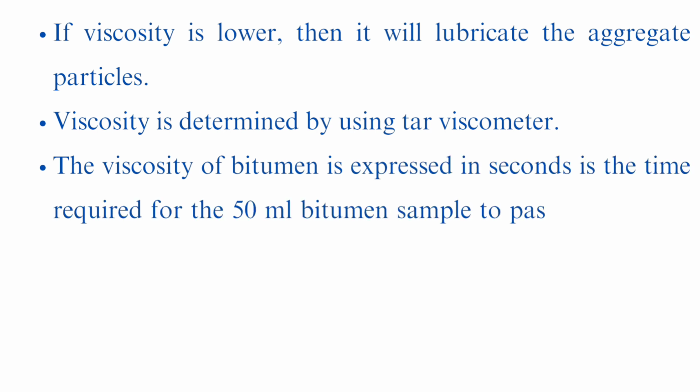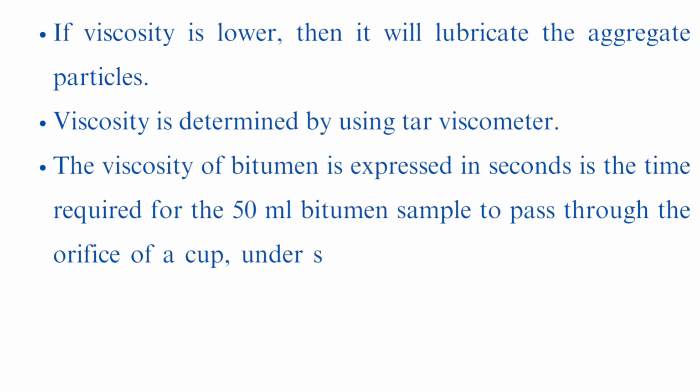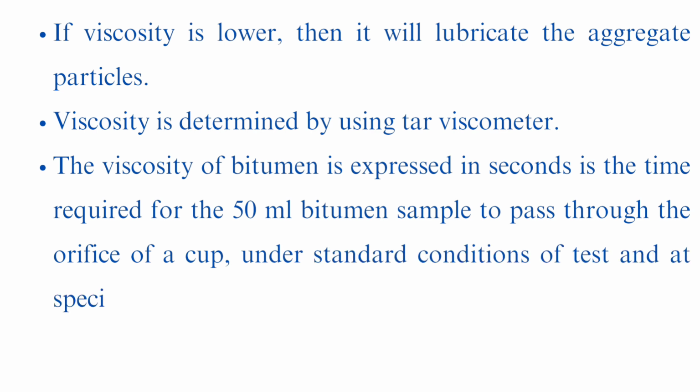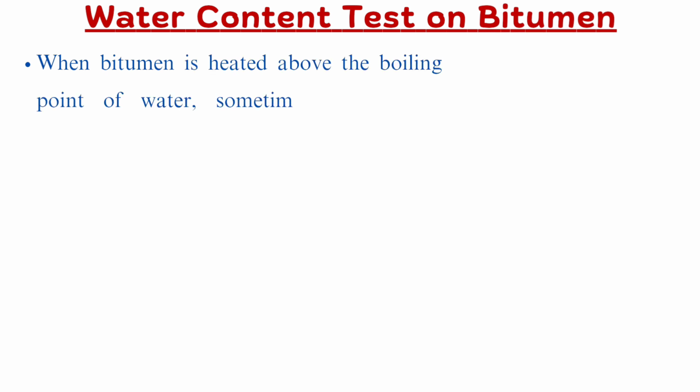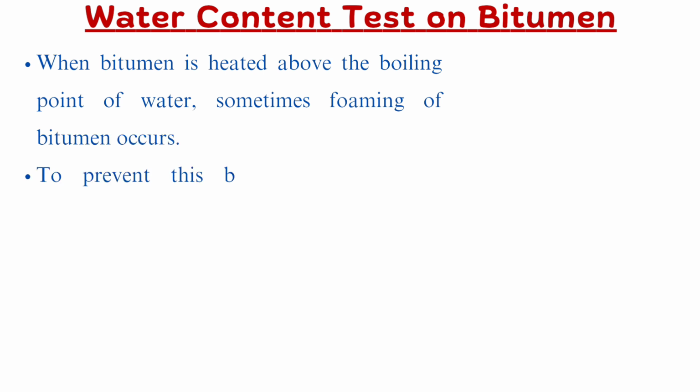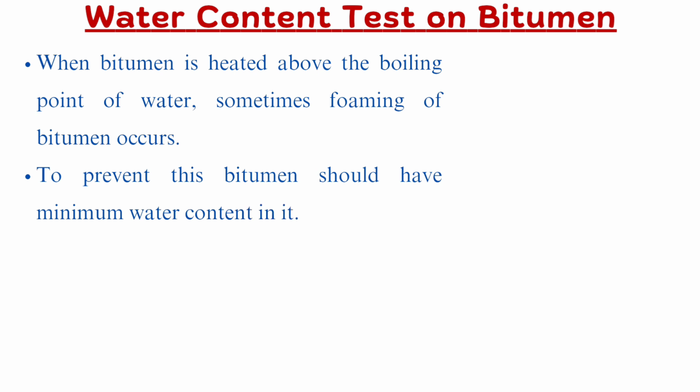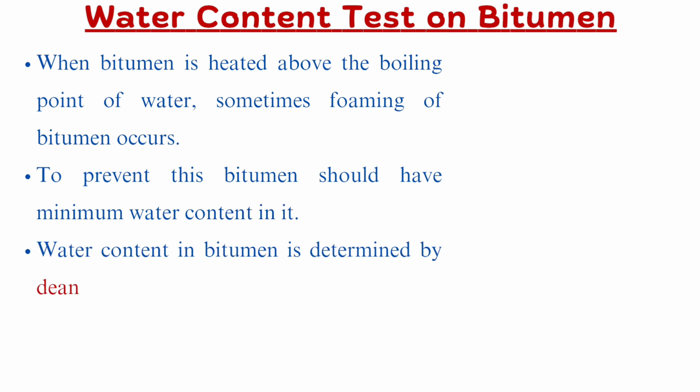Viscosity test on bitumen. Viscosity is the property of bitumen which influences the ability of bitumen to spread, penetrate into the voids and also coat the aggregates. That is, it influences the fluid property of bitumen. If viscosity of bitumen is higher, compactive effort of bitumen reduces and heterogeneous mixture arises. If viscosity is lower, then it will lubricate the aggregate particles.